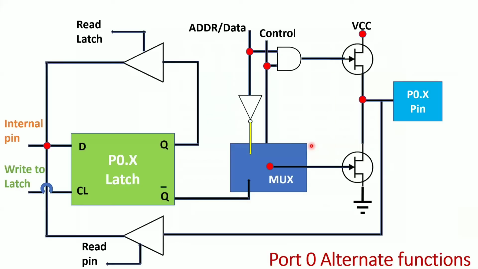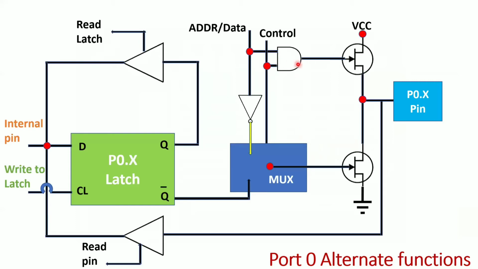And port 0 can also access alternate functions, that means the multiplexed address bus and data bus. That means you need to generate two control signals, one for address and 0 for data, vice versa. Whenever you are interfacing external memory to your microcontroller, you interface with the help of the address bus and data bus. To differentiate between address and data, I need to generate two control signals, one is 1 and the other is 0.